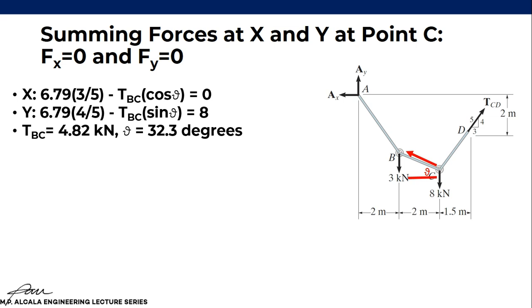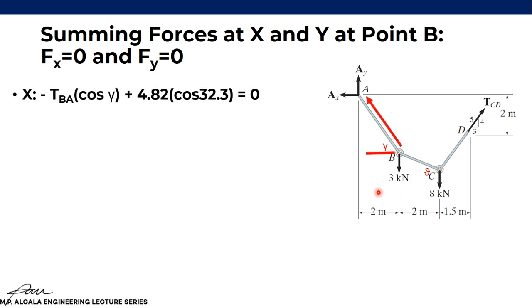Why is it equivalent to 8, class? Because that should be TBC minus 8. I just transposed it to the right side. So, summarizing, we have two equations with two unknowns. Simply, TBC is 4.82 kilonewtons with a theta of 32.3 degrees. So this is your theta.